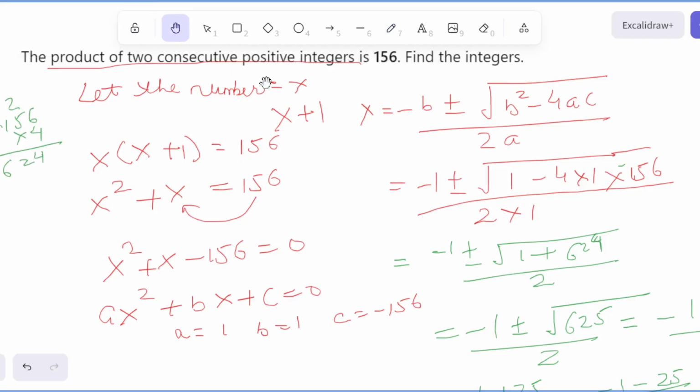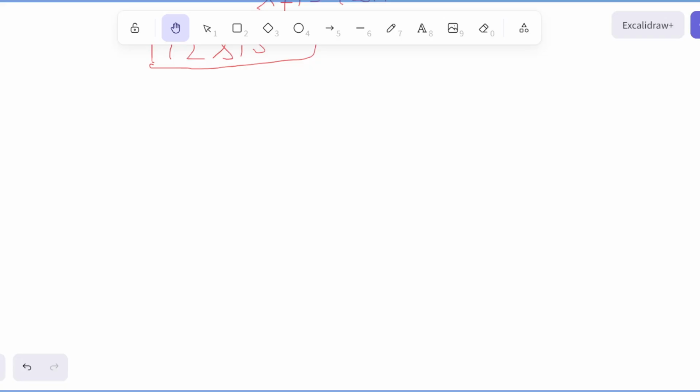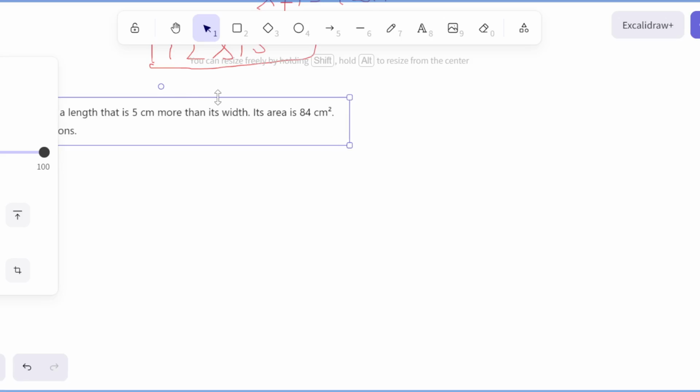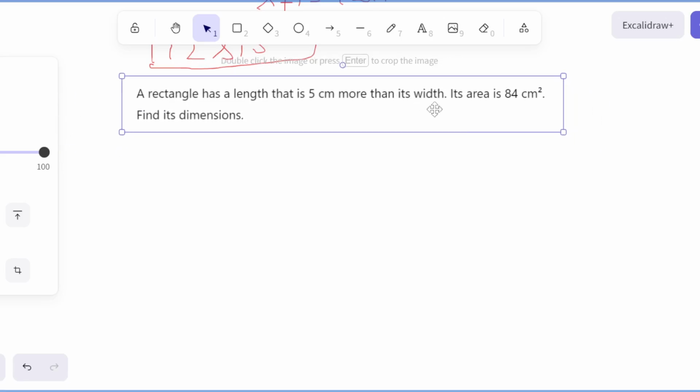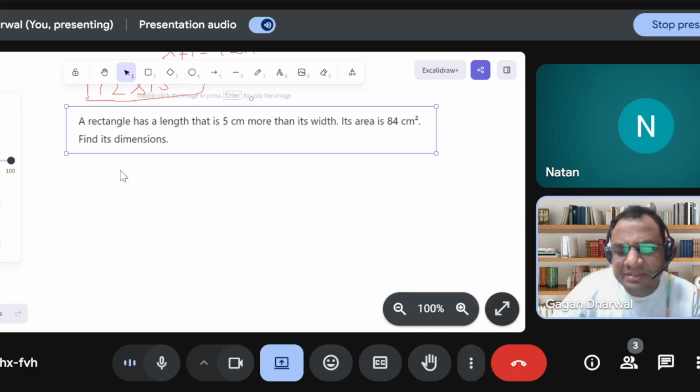Let's take another example. Yes, you can see the question. The question is, a rectangle has a length that is 5 centimeter more than its width. Its area is 84 centimeters square. Find its dimensions.